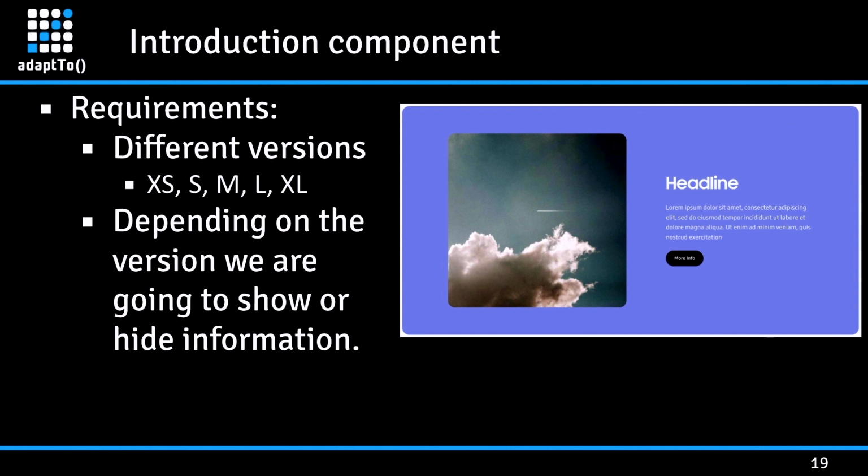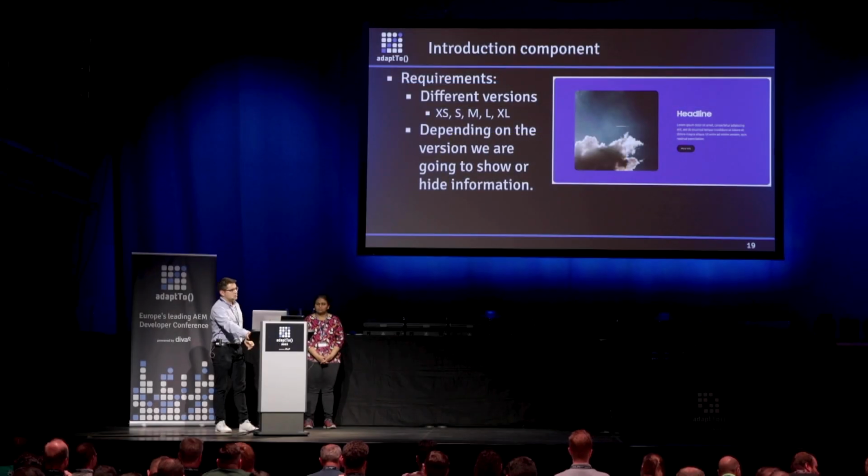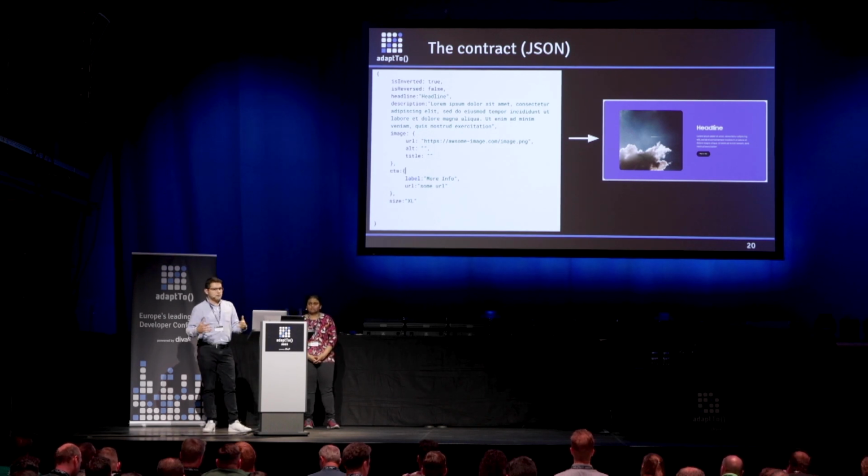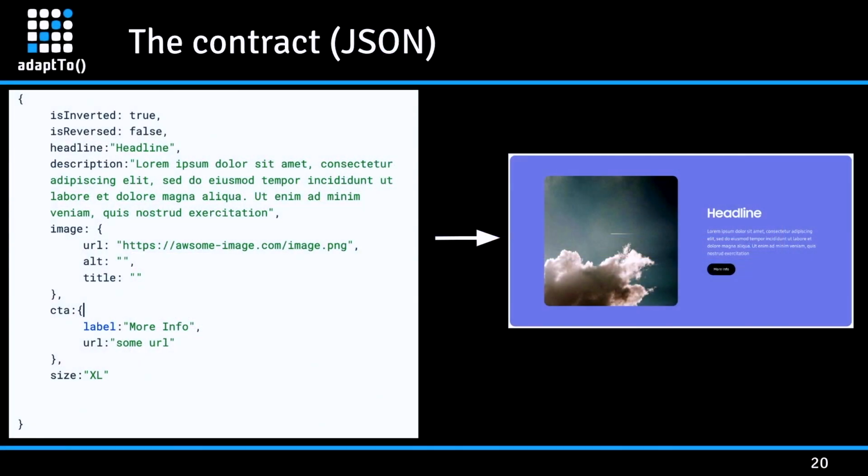Now, when we receive those requirements and we receive a component like this, what happens between the front end and the back end is that we sit together. And as a back-end developer, I say to the front end, OK, what do you need to render this component? We try to make it easier for both the front-end perspective and the back-end perspective. And then we come up with a JSON contract like this.